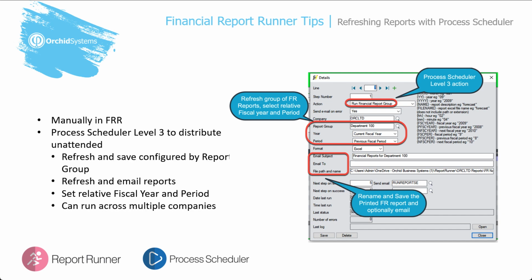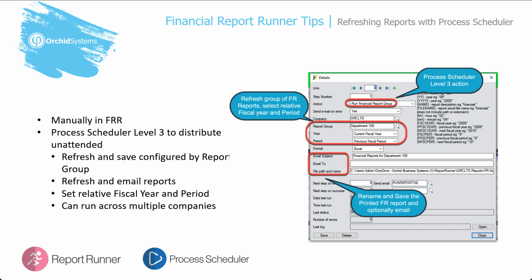And that lets you distribute your reports unattended. To configure Process Scheduler Level 3, it's all around the report group. So in our example, we had Division 100 and Division 200, which group several FR specs. And as we can do manually, you can choose to email the reports and where you're going to save the reports and what you're going to call them when you save them.